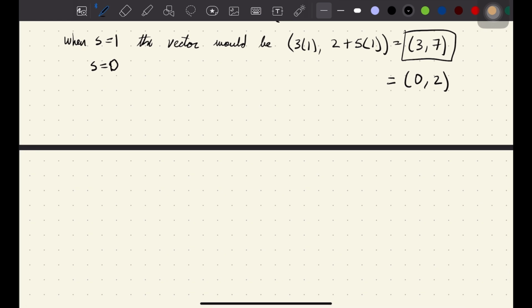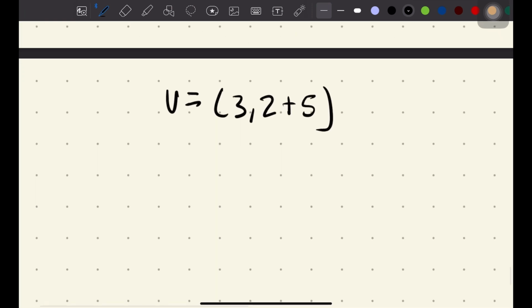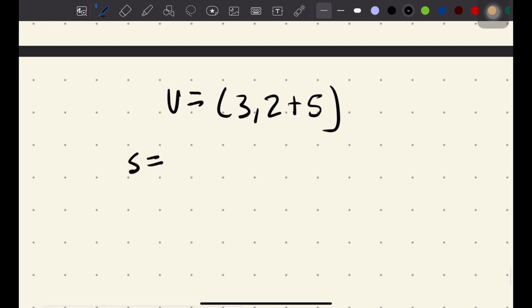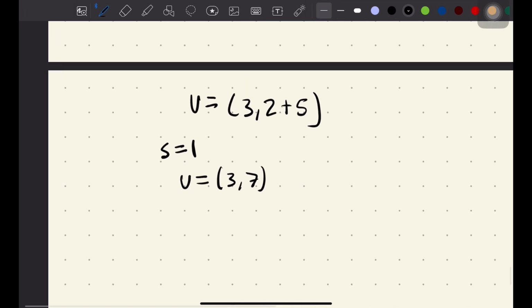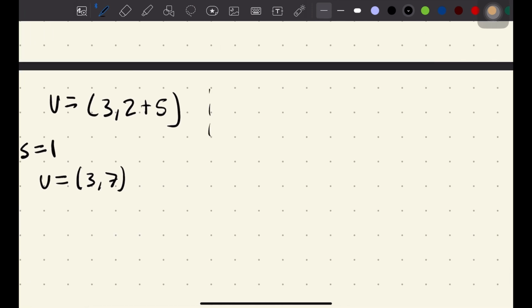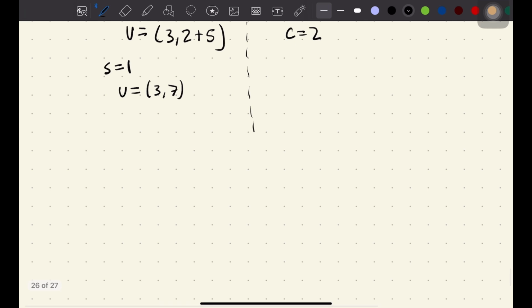So let's take u = (3s, 2 + 5s), and then let's choose s equals 1. So our u will be equal to (3, 7). And then we also must choose a scalar. So let's pick c equals 2. And now let's try and compute the vector multiplied by the scalar.